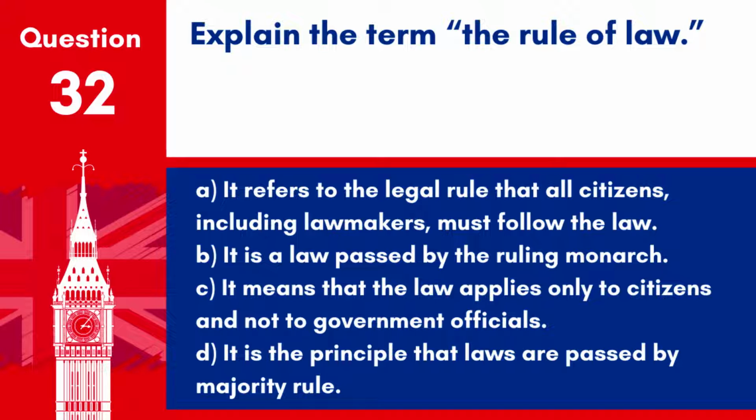A. It refers to the legal rule that all citizens, including lawmakers, must follow the law. B. It is a law passed by the ruling monarch. C. It means that the law applies only to citizens and not to government officials. D. It is the principle that laws are passed by majority rule.